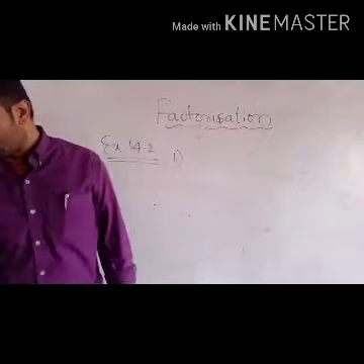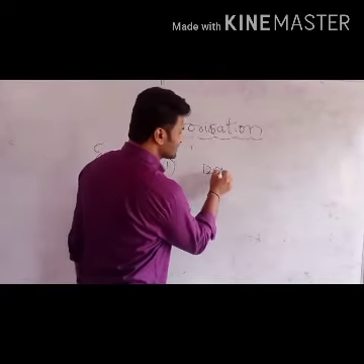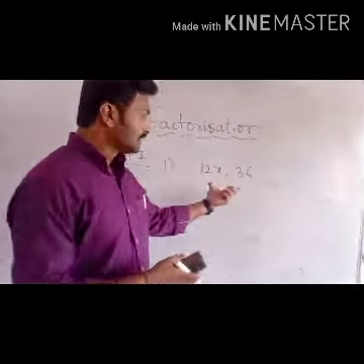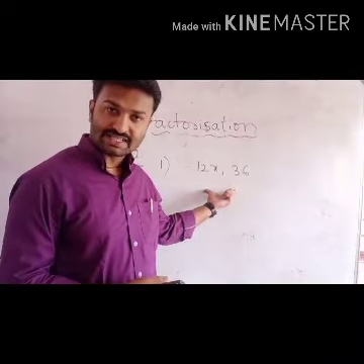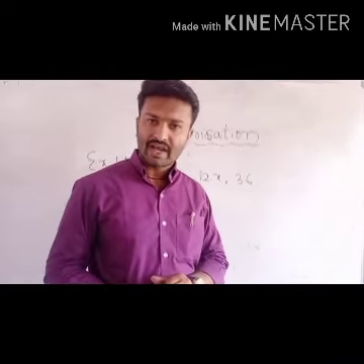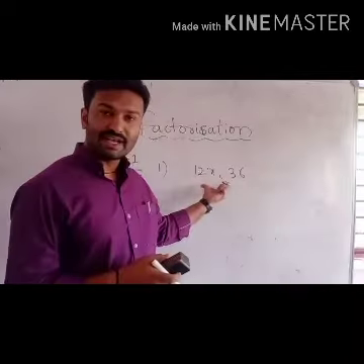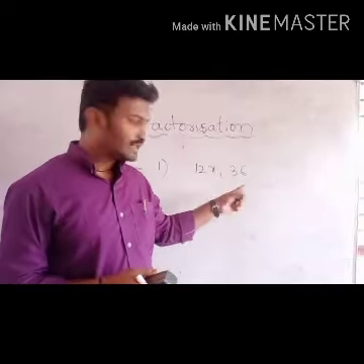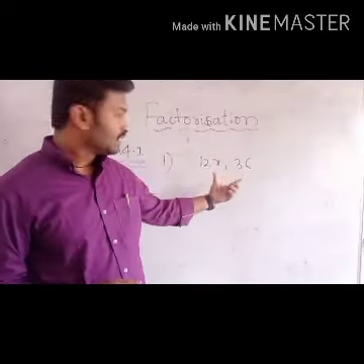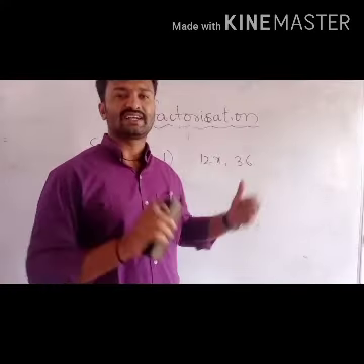14.1 first main. Just we have to find out the common factors here. 12x, 36, this is the problem of your exercise 14.1 first main. What we have to find out in this first one: they have given two terms, 12x and 36. In these two we have to find out the common factor.